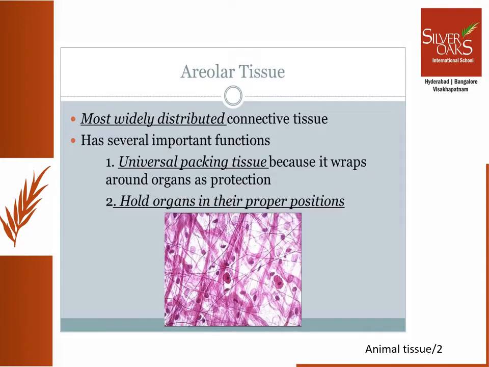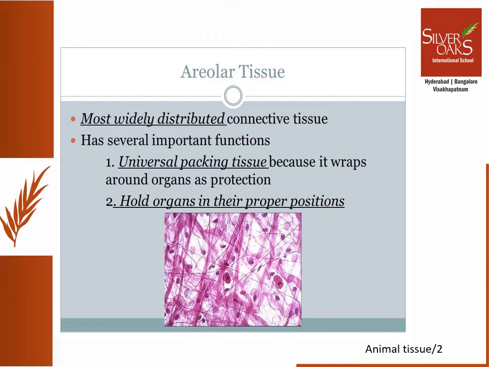The next type of connective tissue is areolar tissue. These are the most widely distributed of all the connective tissues, and they have important functions. They help in the universal packing of the organs, act as a protection around the organs, and help in holding the organs in their proper positions.